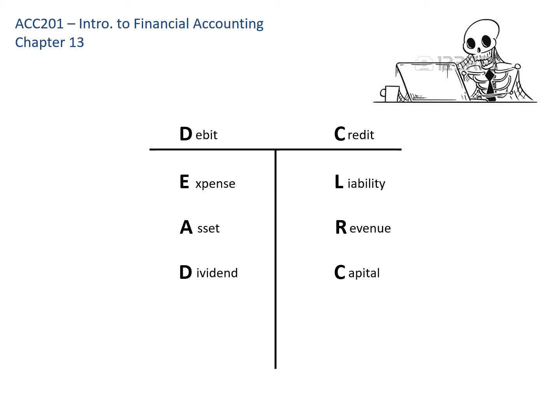What increases on the credit side? Liabilities increase with credits, revenue increases with credits, and capital accounts increase with credit. So if I write DEAD CLERK on a quiz or an exam, that's going to be a really quick way for me to not have to keep all of those rules in my head, but instead refer to that mnemonic or that memory device. So also, I want you to remember that if, say, an expense increases with a debit, that means an expense will decrease with a credit. So these rules are for how we increase an account. We'll do the opposite if we decrease it.